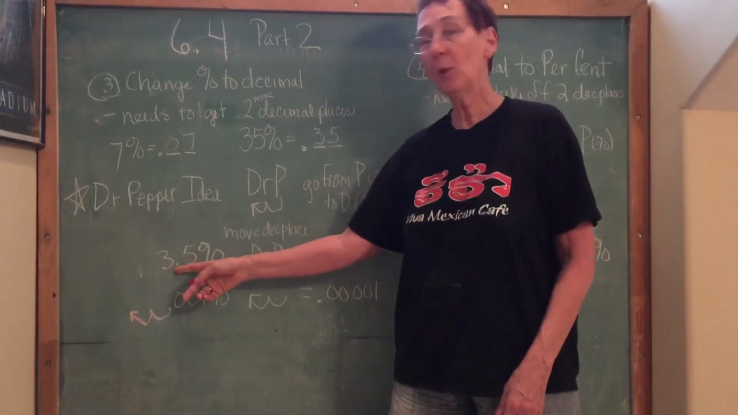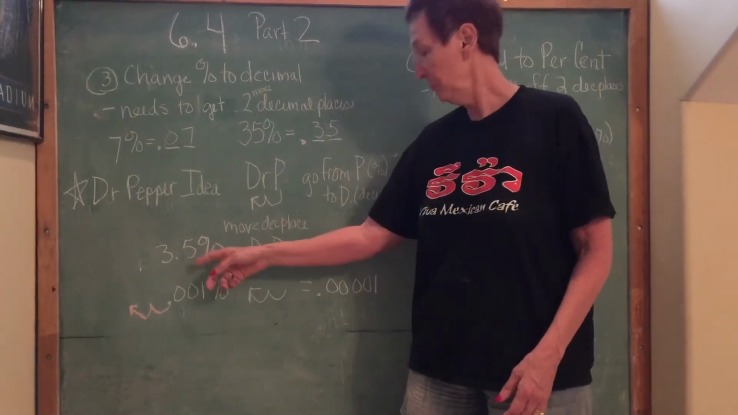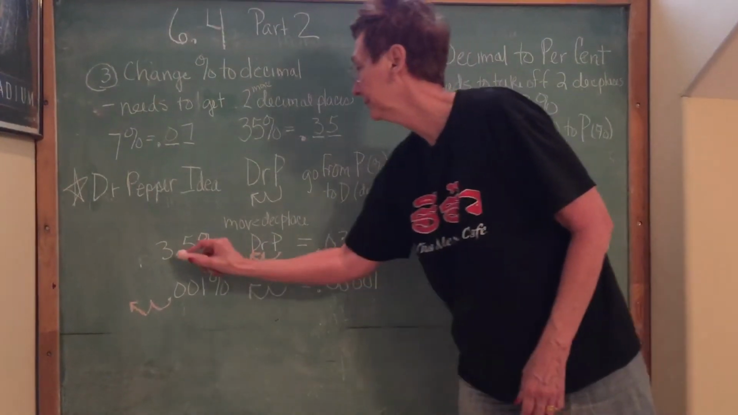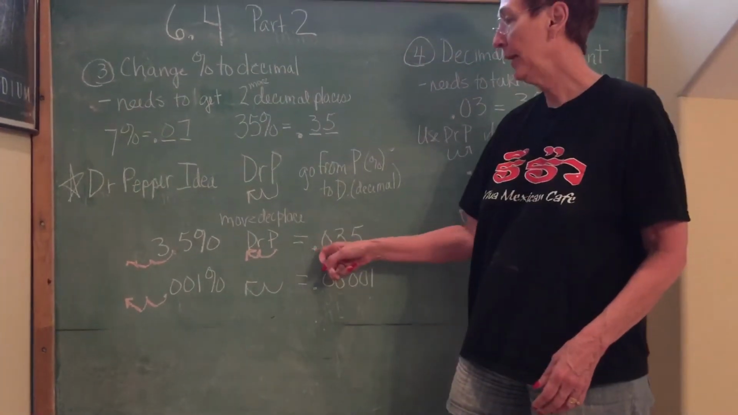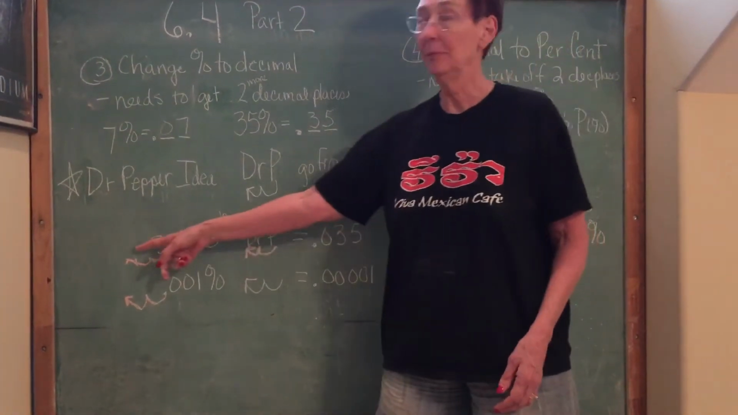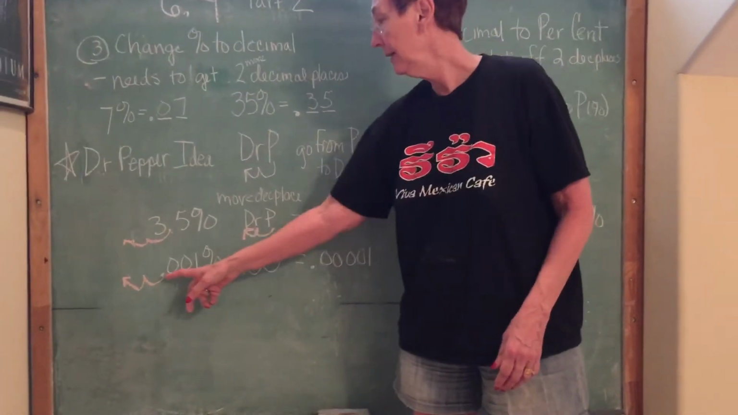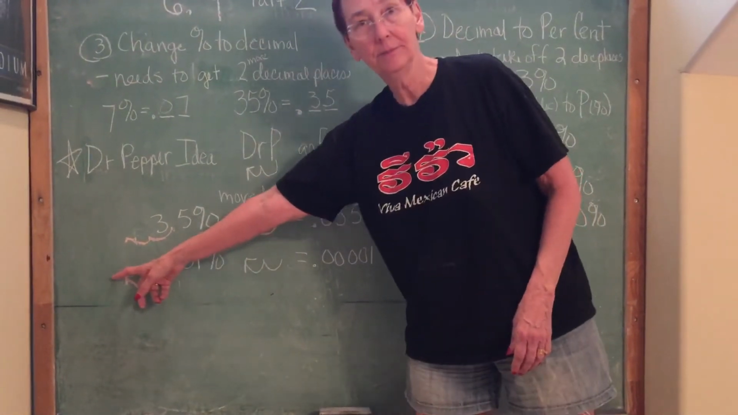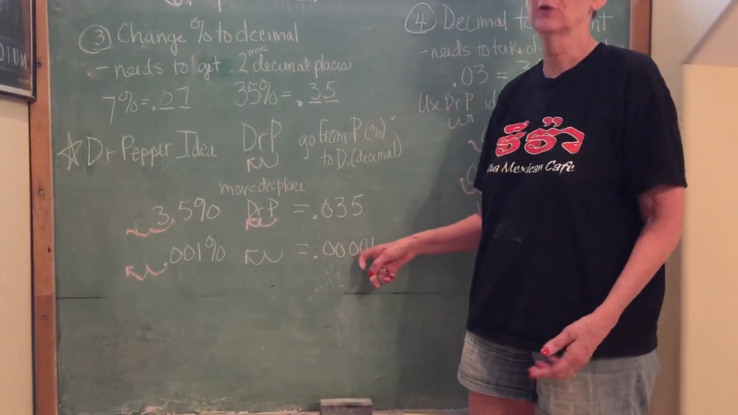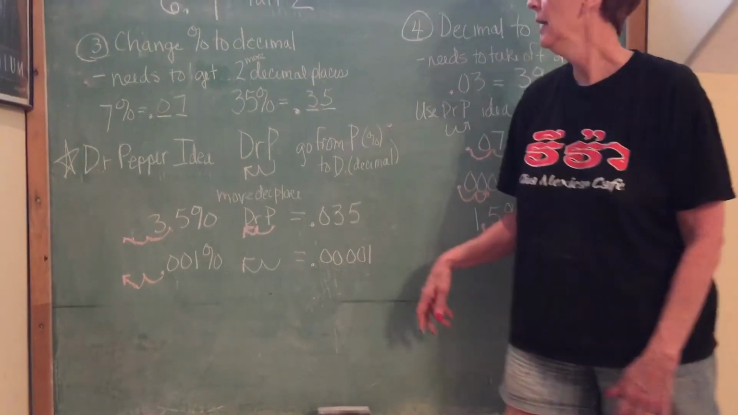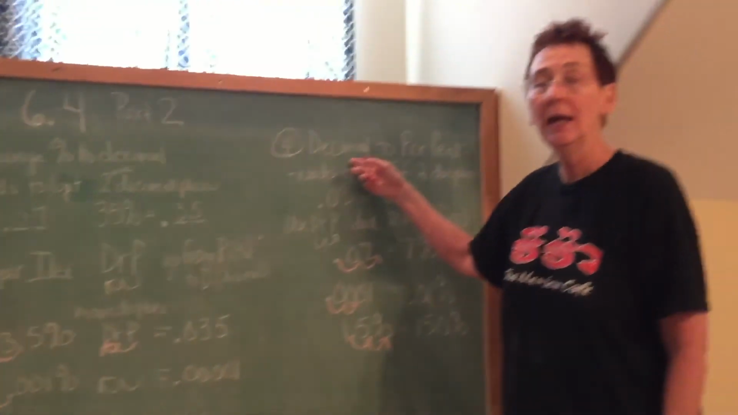So if I have 3.5%, I'm moving it this way twice. When you move it that way twice, that gives you 0.035 because you had an empty hump there. If I have 0.001%, take where it is, move it, pepper doctor, and that's going to give you 0.00001.